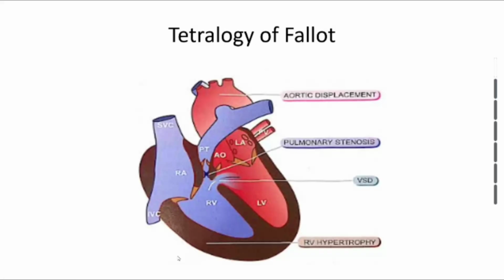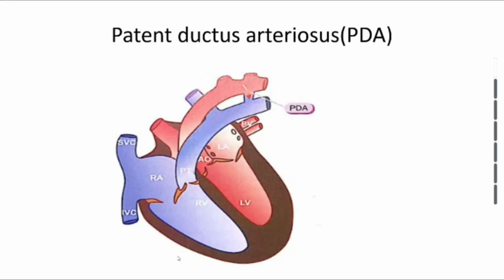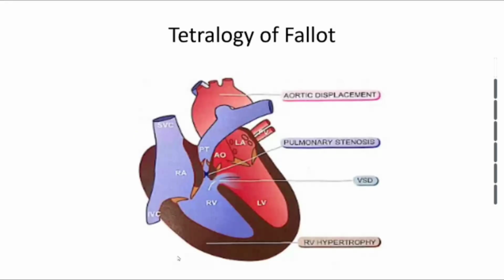And then you can see the aorta will be slightly displaced, because the aorta will tend to move towards the ventricular septum. It will stay just above the ventricular septum. So it tends to become misplaced or displaced there. So you see those four: the right ventricular hypertrophy, the ventricular septal defect, the pulmonary stenosis, and the aortic displacement, the tetralogy of Fallot.